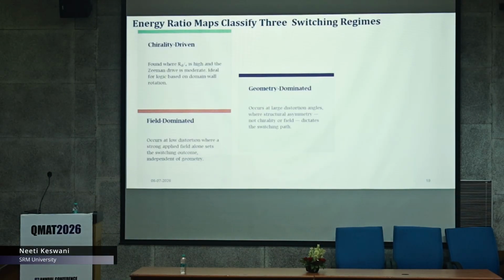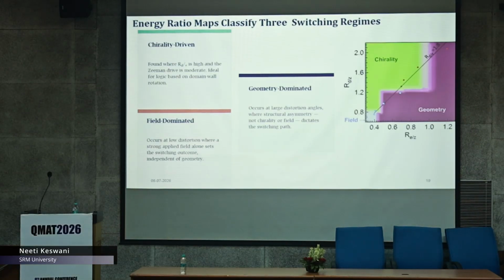So what my energy ratio maps tell me is there will be 3 different regimes. Chirality driven: when the D by E ratio is greater than 1.8, I am going to get a chirality driven behavior. But the moment it gets below 1.8, it's going to be either field dominated or geometry dominated. If the distortion angle is very high, it's the geometry or field which dictates the switching behavior, and if it is field behavior, the switching outcome will be independent of the geometry.